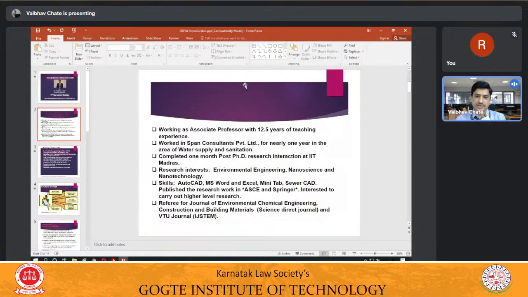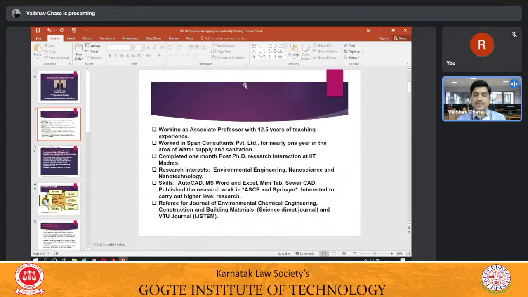I'm working in this particular institute from the year 2009. That means my teaching experience is around 12.5 years. Previously I was associated with SPAN Consultants for nearly 1 year, and I worked in Asian Development Bank related projects, which include water supply and sanitary projects for North Karnataka.